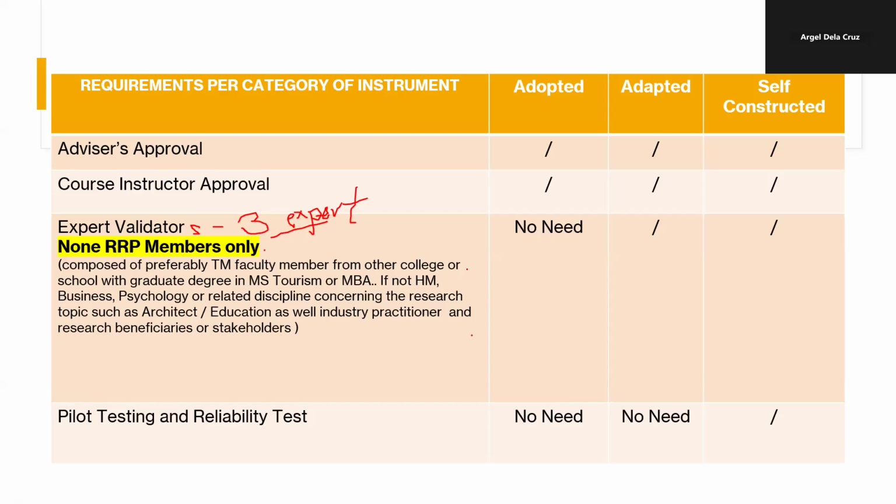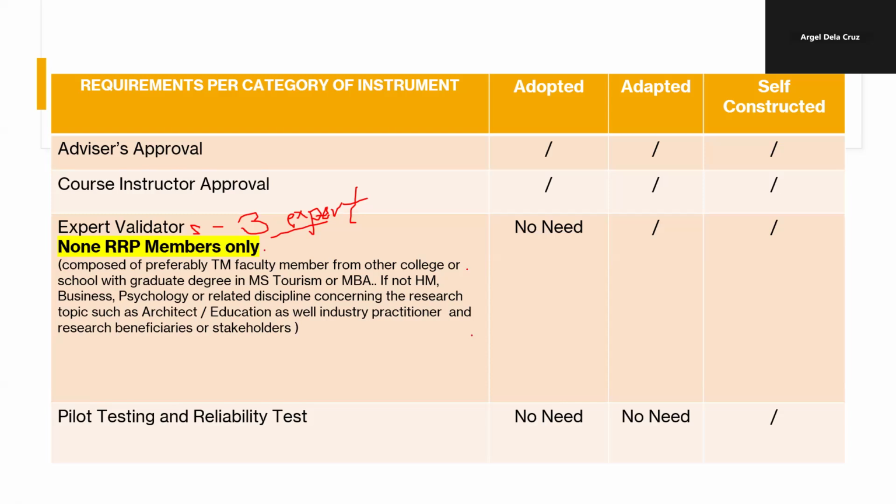Next, the panel or the validator should be a TM faculty member from other colleges or schools with a graduate degree in MS Tourism or Masters or MBA or any master's degree, if not HM, Business, Psychology or related discipline concerning the research topic, such as an architect, if you're concerning urban development, landscape, preservation, an architect will be the best one, or education if you're developing curriculum, or let's say an HR practitioner if you're developing an HR training program, etc. So it also must include an industry practitioner.